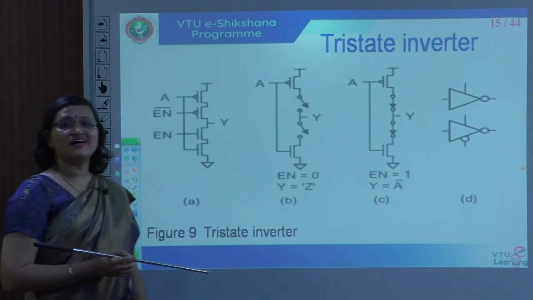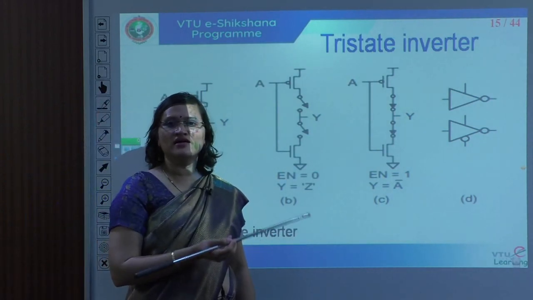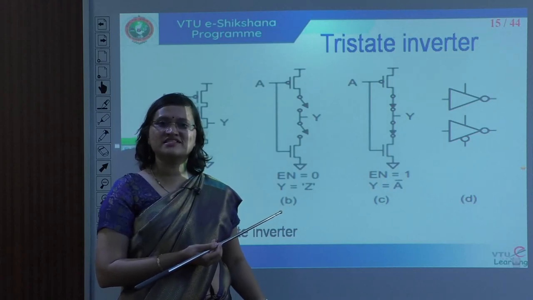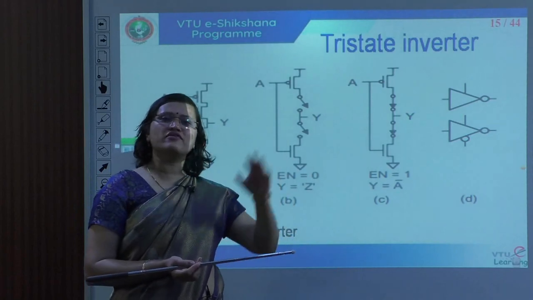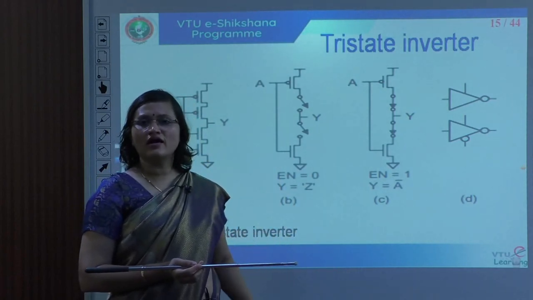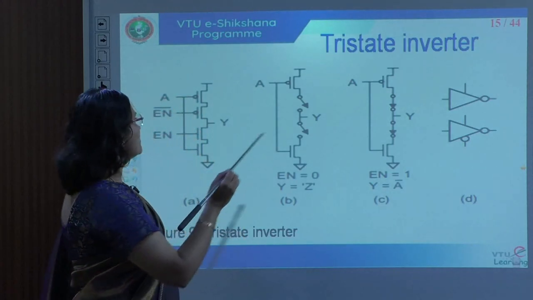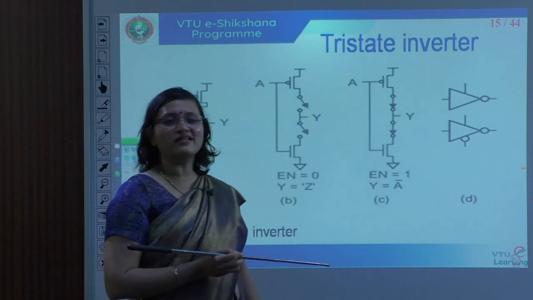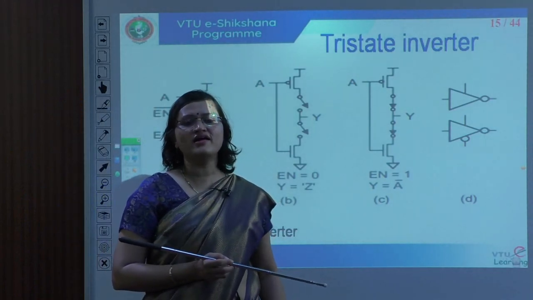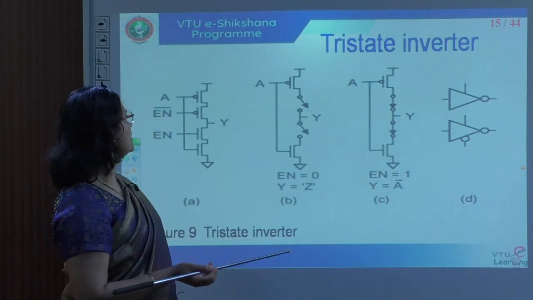So the next is a tri-state inverter. We have learnt in the previous class about the CMOS inverter. Whatever value you give across the input, the inverted version we are getting across the output, right? So the inverted version we are seeing at the output side. But in the tri-state inverter, we are going to get three possible states, 0, 1 and Z. So how can we realize a tri-state inverter?